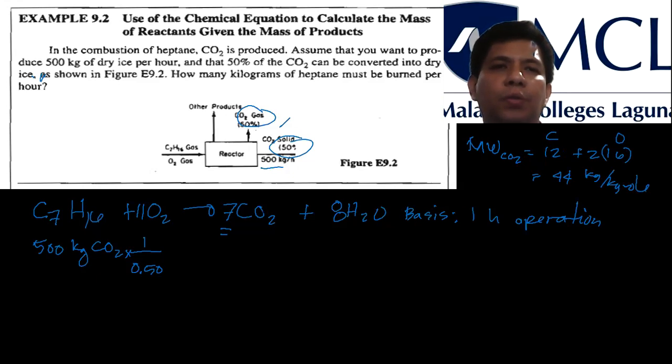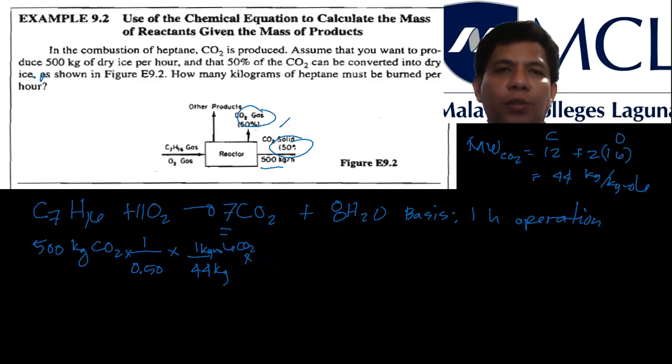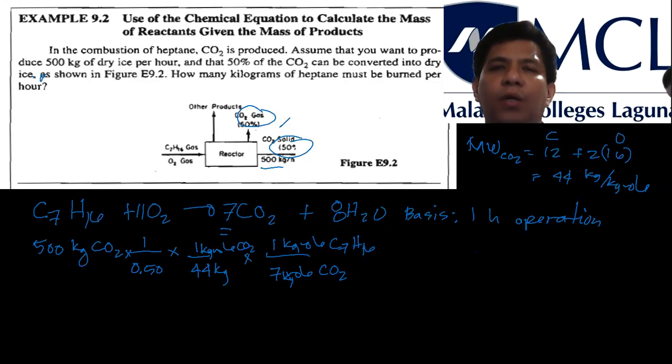Okay? So what we're going to do is divide this by 44 kilogram per kilogram mole. And as you can see from the balanced reaction, you're going to produce 7 moles of carbon dioxide per kilogram mole of heptane. So again, we need to calculate the molar mass of heptane.